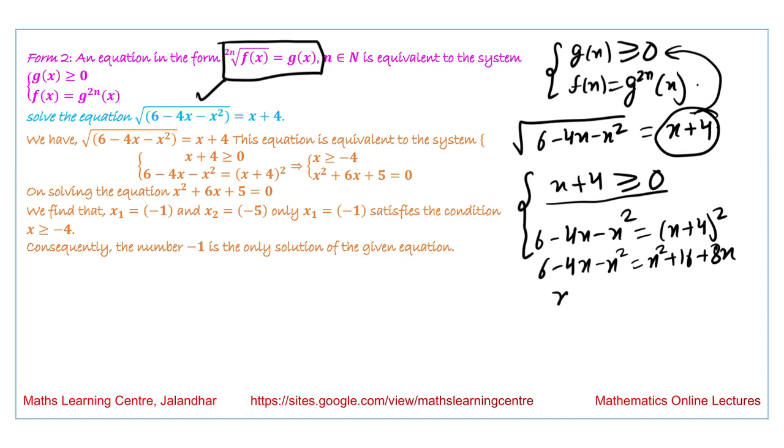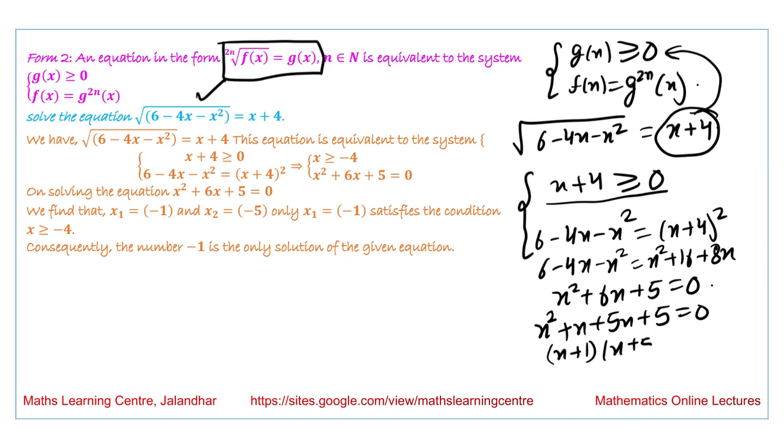This is equivalent to x square plus 6x plus 5 equals 0. If we solve this equation, we get x square plus x plus 5x plus 5 equals 0. We obtain (x plus 1)(x plus 5) equals 0. This gives us x equals minus 1 and minus 5.